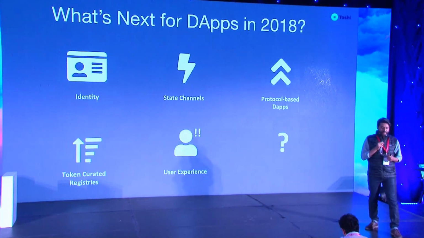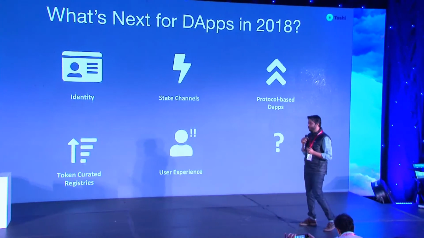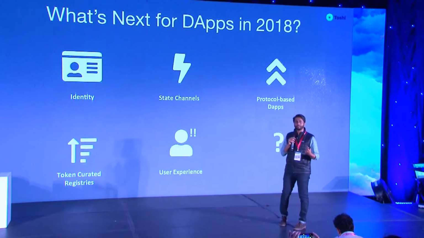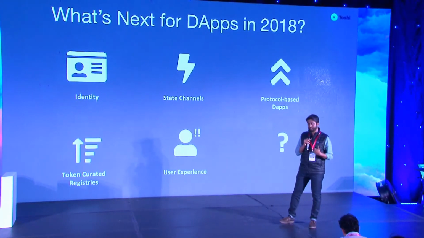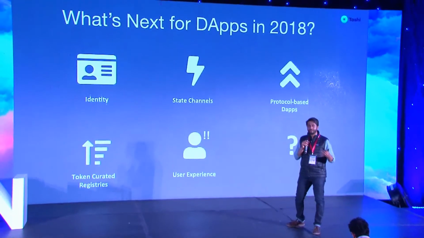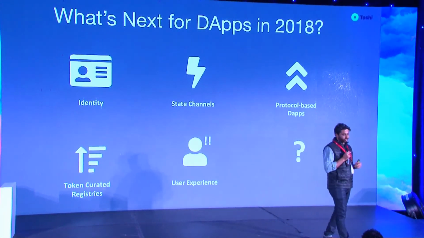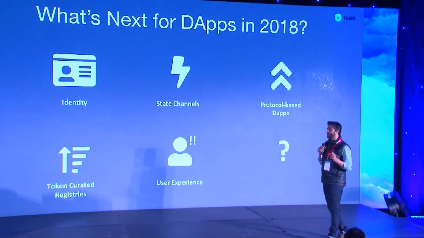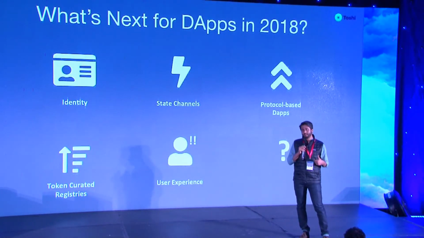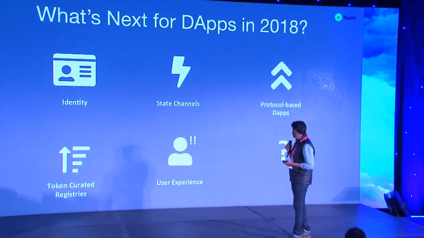So what's coming next? These are some of the things that we're really excited about at Toshi and Coinbase. We think that identity is going to unlock a ton of use cases. Whether it's being able to execute a fair drop of coins, or being able to recover your private keys, there's a variety of things to do, and identity will enable that. State channels will lower latency, reduce fees, and just vastly improve the user experience.